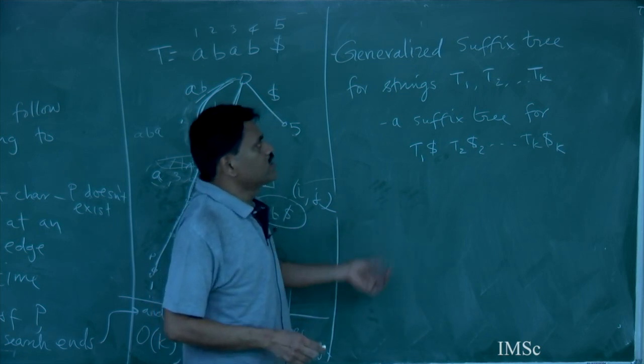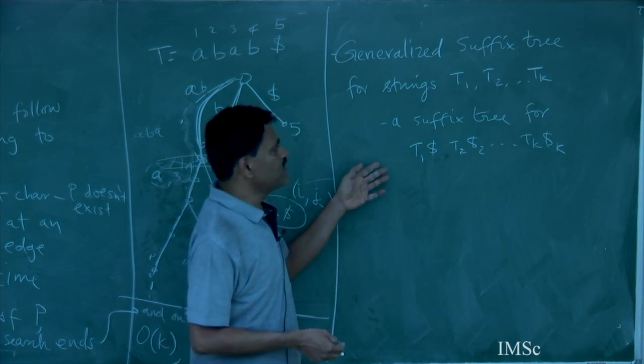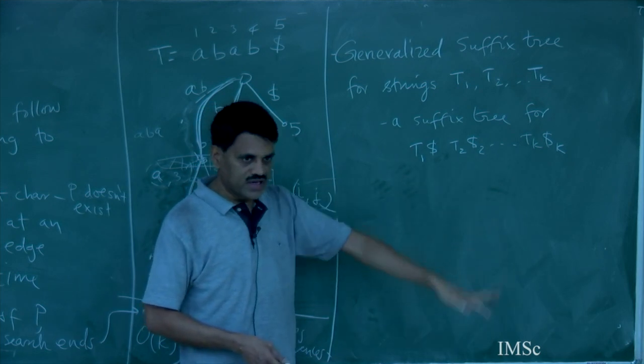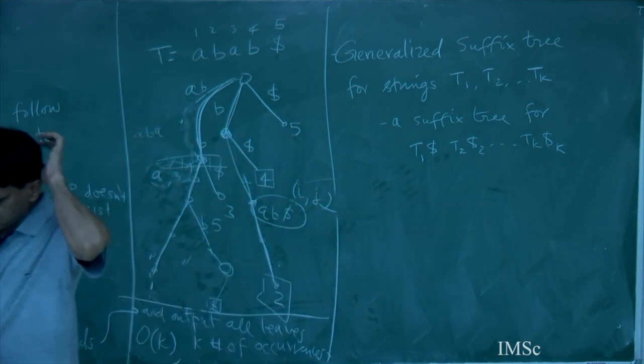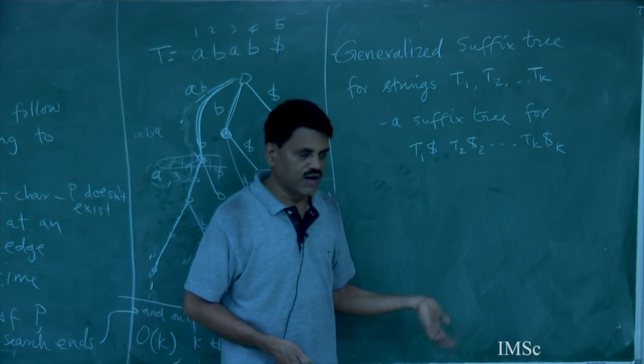I told you that you can build a suffix tree in linear time, linear in the length of this text. So, it will be the sum of the lengths of the texts. Linear in the sum of the lengths, you can build this generalized suffix tree. Now I can ask all kinds of questions, like given a string, what are all the texts in which this string appears? Among these k strings, where does my pattern P appear?